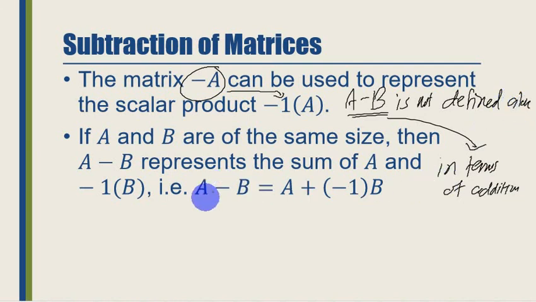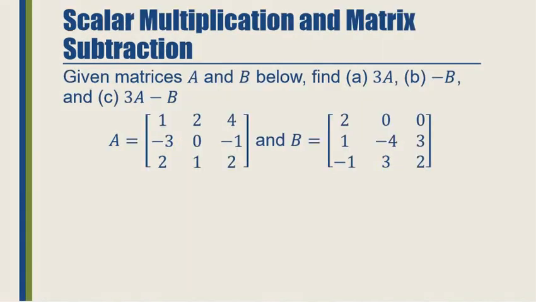So therefore, A minus B can be A plus negative 1 times B. Although this will later turn out as if we're just subtracting numbers, we have to be extra careful because matrices are different objects than numbers. So let's have an example. We're given matrices A and B and we're asked to find 3A, negative B, and 3A minus B. Pause the video and try to see if you can apply the definitions of scalar multiplication and matrix subtraction.